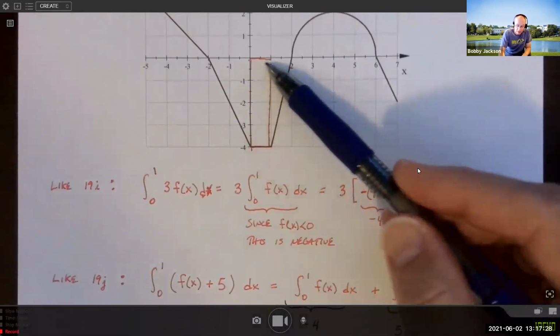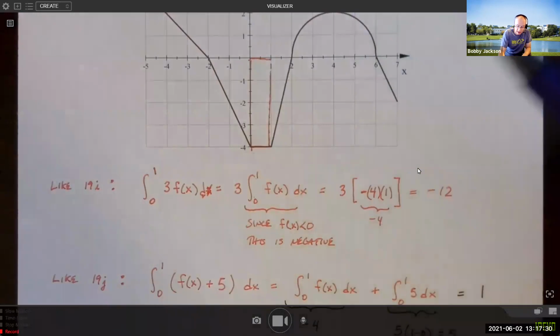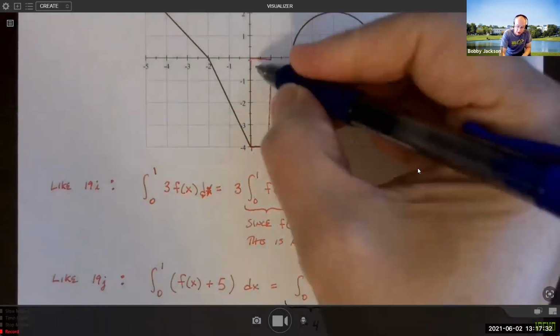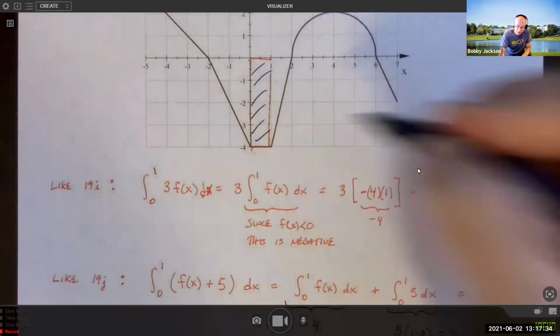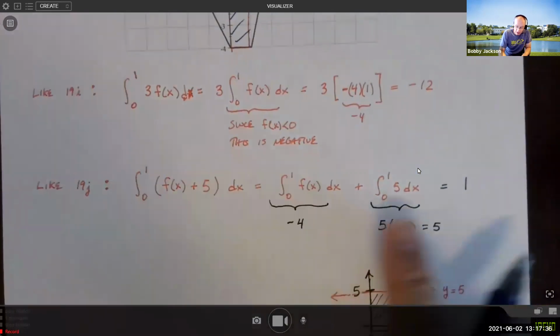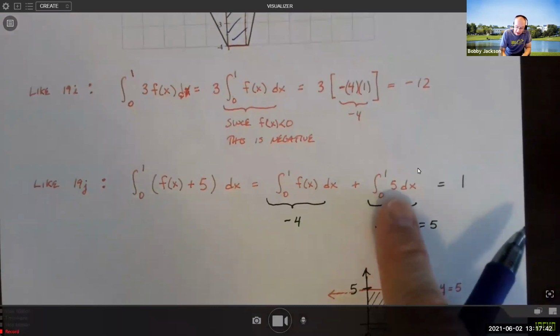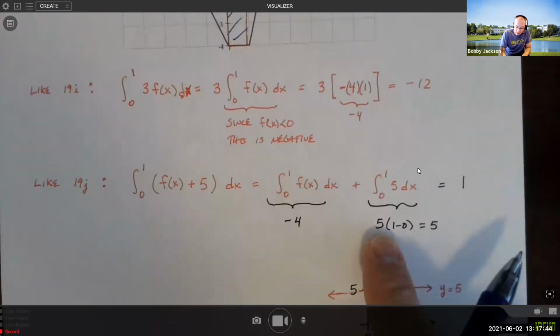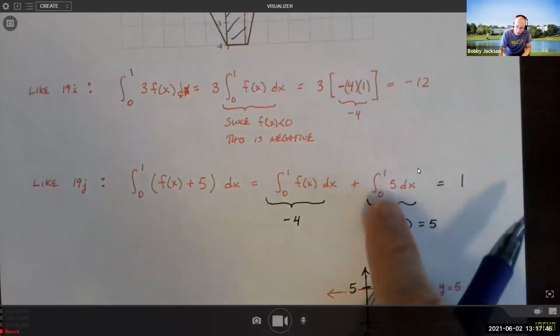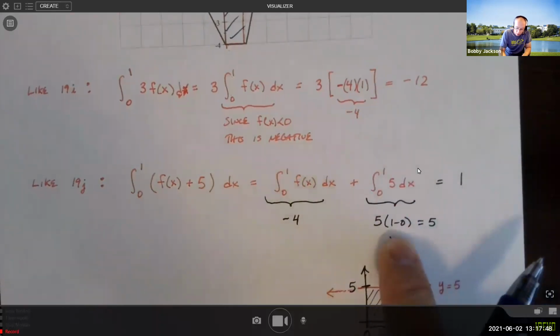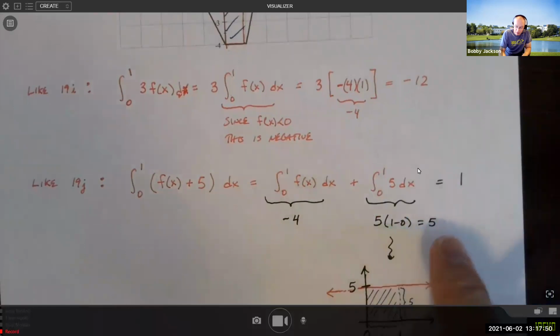Of course, negative again because it's below the x-axis. So this region here evaluates as a -4. Okay. But then what's this one going to be? Well, there's a property that we talked about that if you are integrating any constant, it's just going to be the constant, which is 5, times the length of the interval from 0 to 1. The length is 1, of course, and you get 5 times 1 is 5.